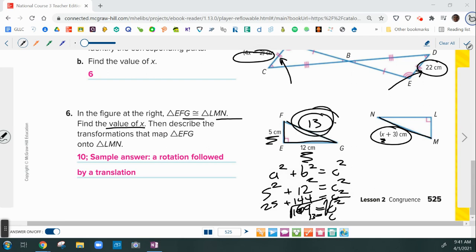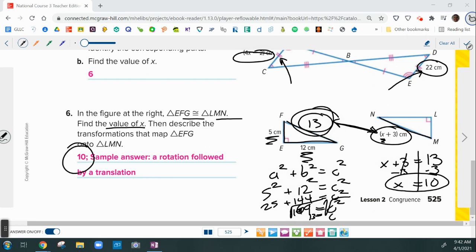And now we can take these 2 corresponding parts, and since they're corresponding and the shapes are congruent, we know these are equal. So x plus 3 equals 13. Well, what is x going to be? You can probably do that mentally without this inverse operation, but x is 10. Boom, there you go. And then you have to describe how you would map it. So that's a rotation followed by a translation.